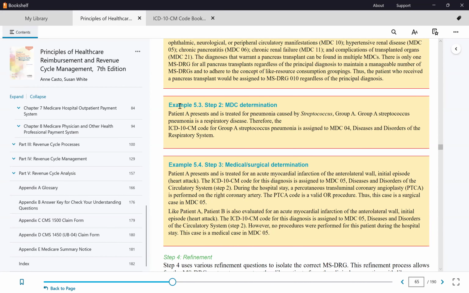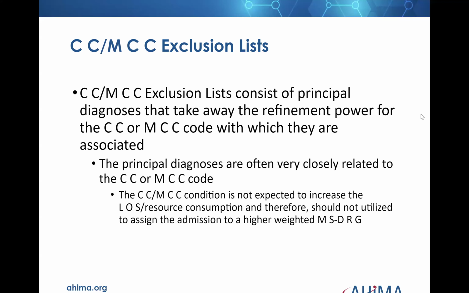So you may find it useful to walk yourself through these. Patient A comes in, they're treated for pneumonia caused by strep. It is coded. So the major diagnostic category is going to be MDC 4, diseases and disorders of the respiratory system, and the principal diagnosis would be pneumonia caused by strep group A. You may want to walk through some of the other examples that are in that same section of the text and see if this makes sense.